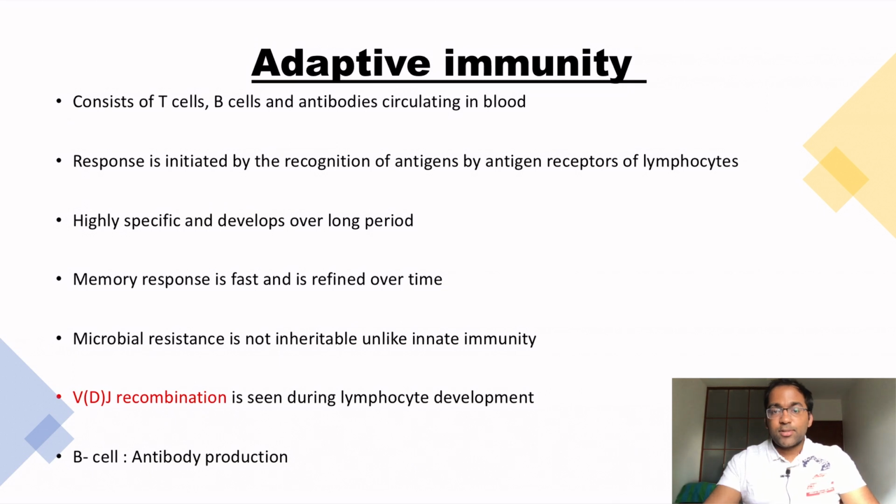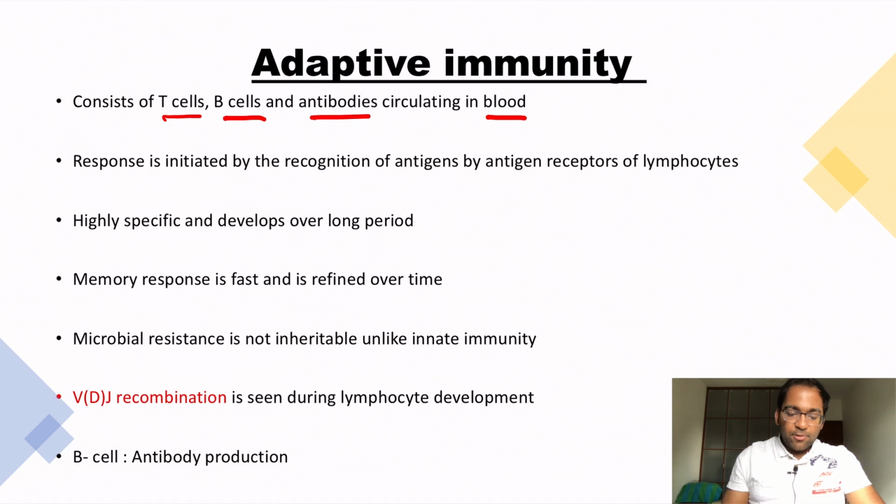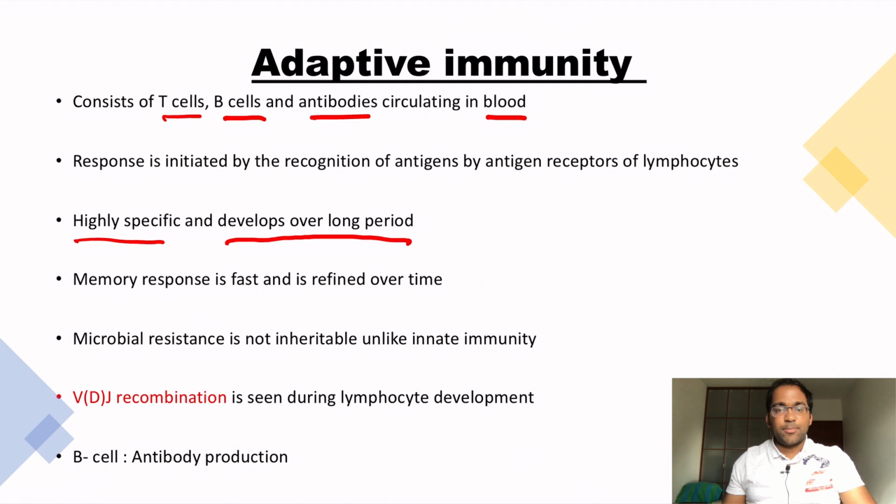Adaptive immunity consists of T cells, B cells and antibodies that are already circulating in our blood. The response is initiated by the recognition of antigen by antigen receptors of lymphocytes. So here is the antigen receptor interaction and the production of antibody. Adaptive immunity is highly specific and it develops over a long period of time. Unlike innate immunity, as I mentioned earlier in my innate immunity lecture, innate immunity is non-specific and very rapid in response. Memory response is fast and is refined over time.